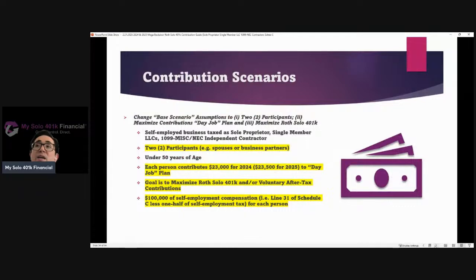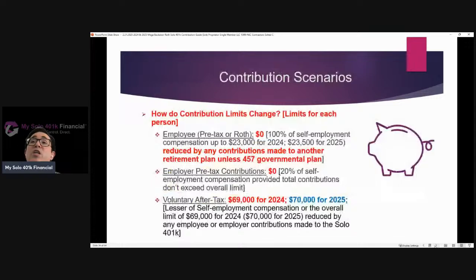So now let's go back to the base. Now we're back to two participants. Let's say it's the two spouses. They each maximize contributions to their day job plan. They're each only interested in Roth and mega backdoor Roth contributions. They each have $100,000 of self-employment compensation. So again, this shows that the limits don't change, right? Each person's going to be able to contribute $69,000 for 2024, $70,000 for 2025 as voluntary after-tax contributions, and then move those funds over to the respective Roth solo 401k accounts. So this illustrates how the ability for each participant to contribute is based on their situation, right? Their income, their age, etc.